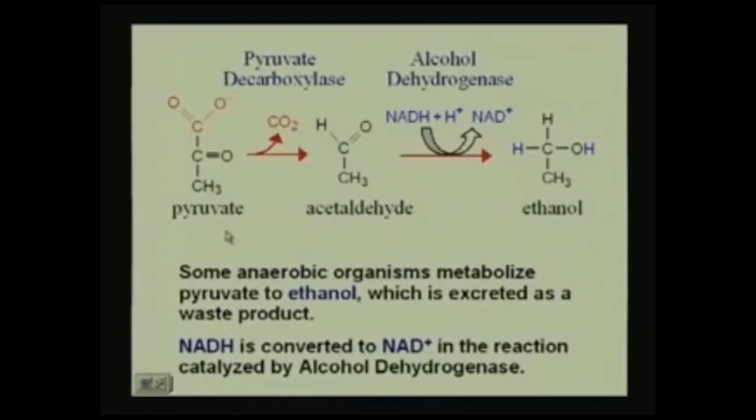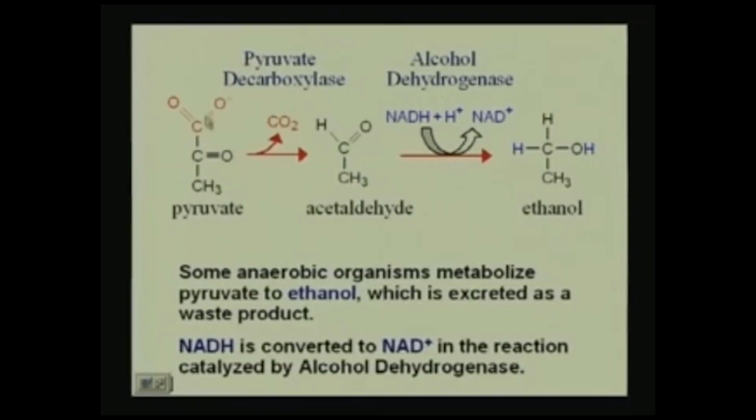Now, some anaerobic organisms metabolize pyruvate to ethanol. This process you have learned is fermentation, like in yeast. This is a reaction that yeast often do, which you learn about in industrial chemistry, where NADH goes to NAD+ by alcohol dehydrogenase.